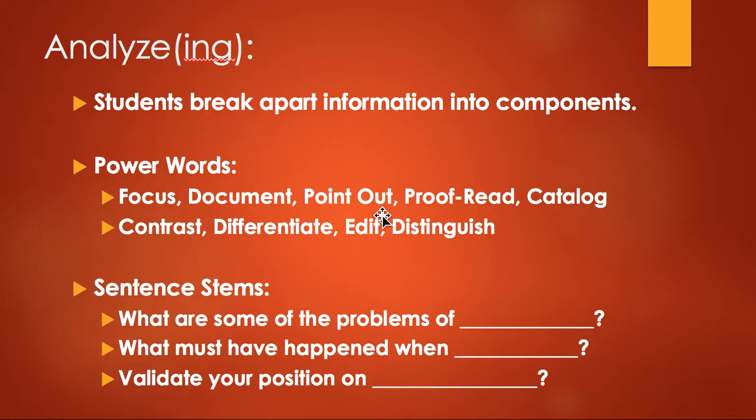All right, so analyze. Analyzing, students break apart information into components. They're not just going to be able to use it, but they're going to take information and break it down into different pieces and see that there are multiple components to different types of information. The power words would be focus, document, point out, proofread, catalog, contrast, differentiate, edit, distinguish. Some sentence stems: what are some of the problems of, or what must have happened when, or validate your position on using different levels of Bloom's taxonomy.